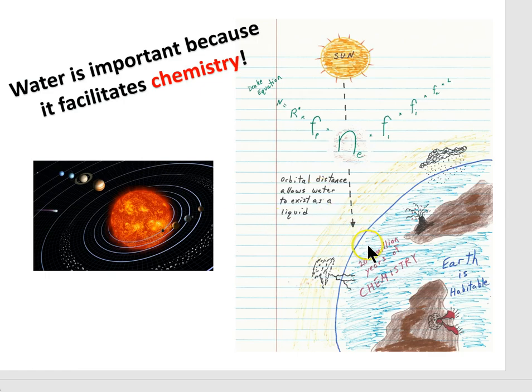Now on the right here, we see the familiar Drake equation, and the N sub E term is the number of habitable worlds in one solar system. Of course, we said the Earth is in the habitable zone, so liquid water exists on the surface. And water is so important, we think, for life because it's great at facilitating chemistry. And you need chemistry to build complex molecules.